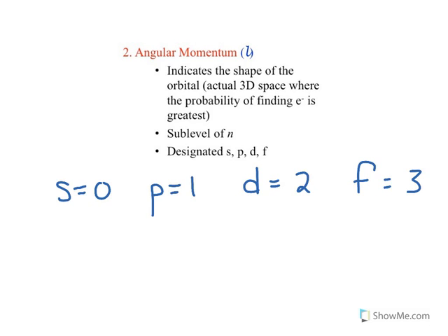The value of the angular momentum changes depending on the type of orbital you have. So if you have an s orbital, you have an angular momentum value of 0. If you have a p orbital, that has an angular momentum value of 1, d has a value of 2, and f has a value of 3.